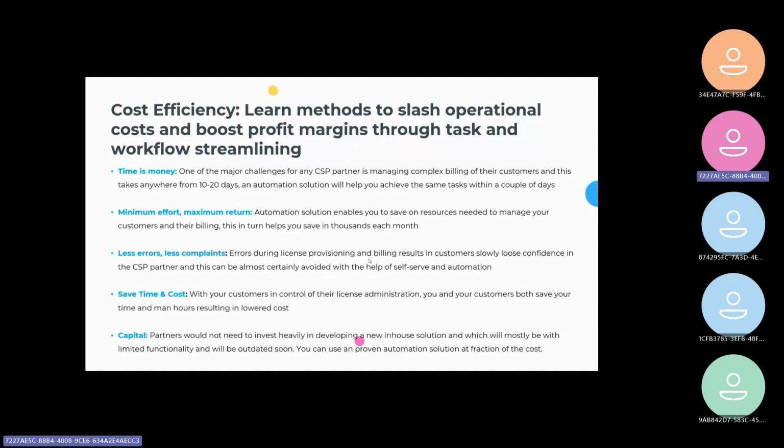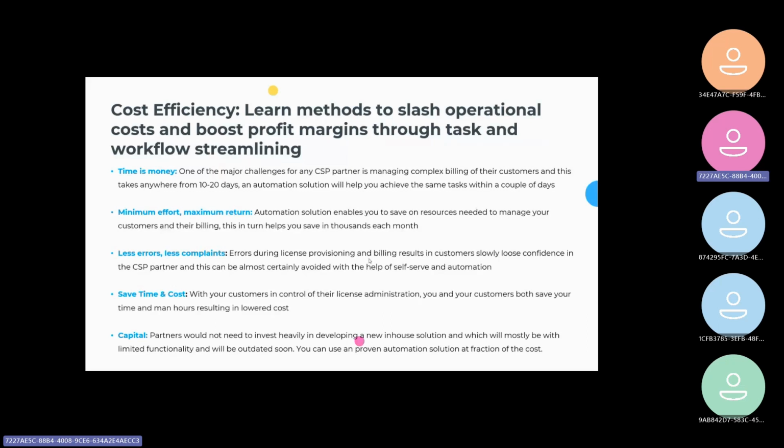There is accountability by both the customer and the partner. This reduces the errors that the customers or maybe the partners may end up making. So usually the process involves a customer reaching out to their respective partner, asking for a certain license increase or a subscription purchase. And there's a lot of back and forth in between.